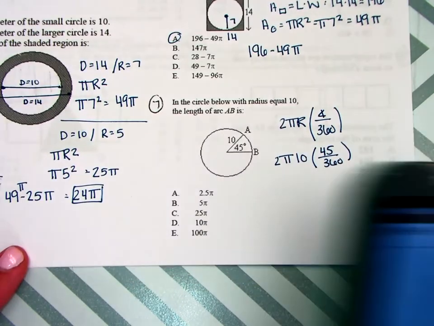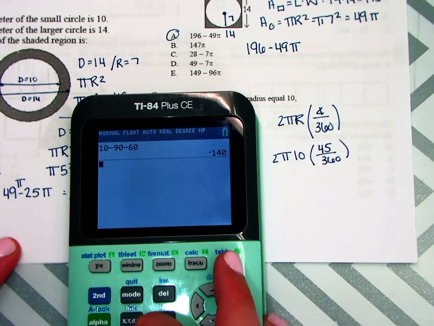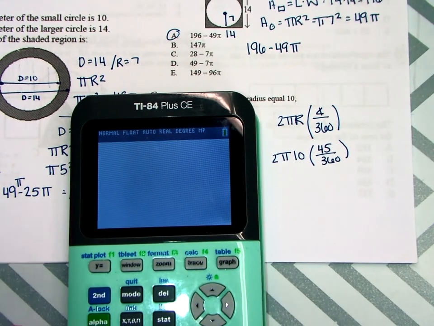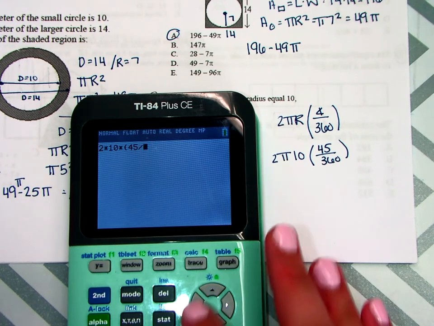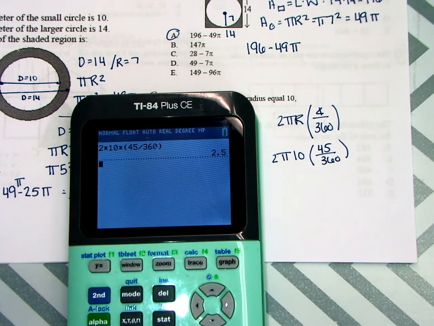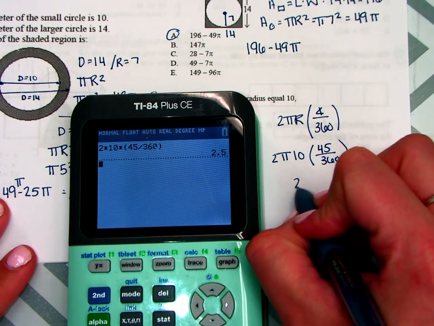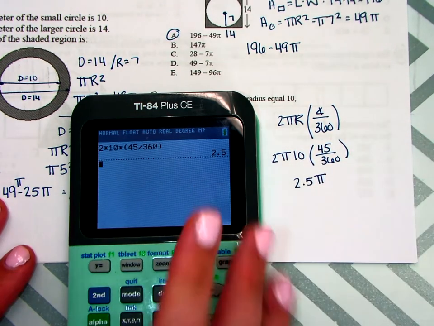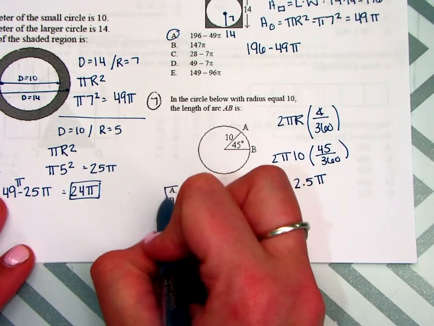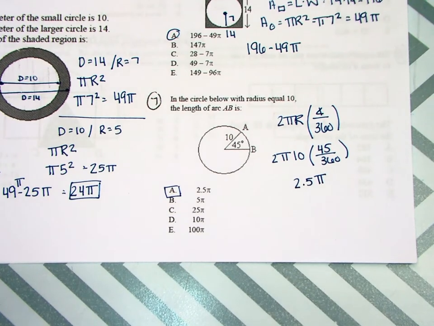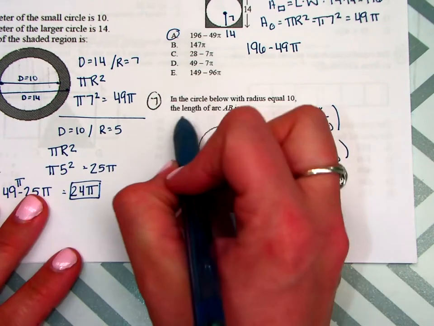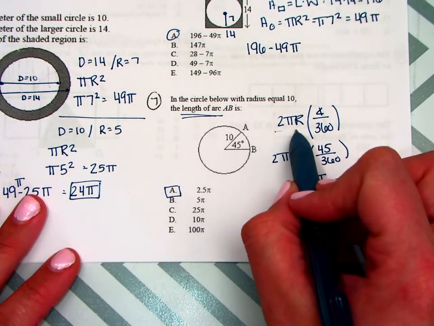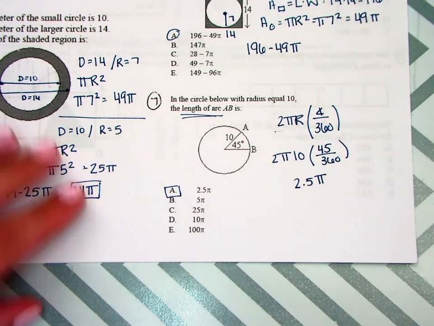So in the calculator, I'm going to only type the numbers in. Go ahead and clear this out. So 2 times 10 times 45 over 360. I get 2.5. So 2.5 pi, and that answer is here. Now, I knew I didn't have to put it into fraction because my answer choices allow decimals. So remember, arc length is like circumference, but with the angle over 360.